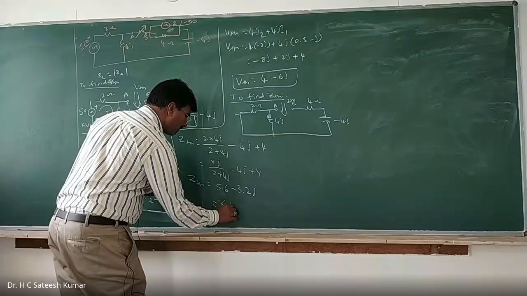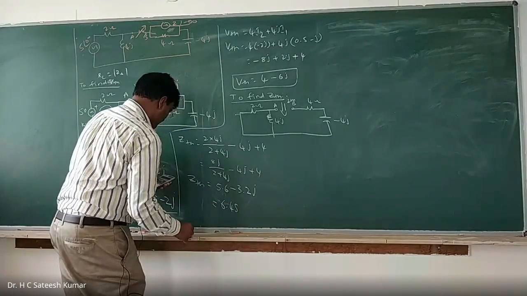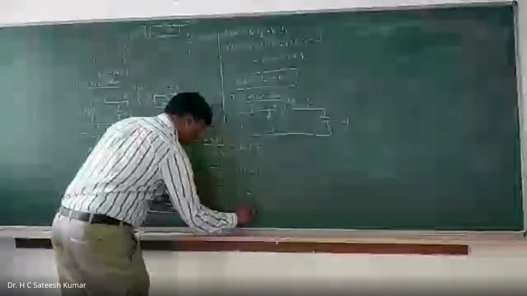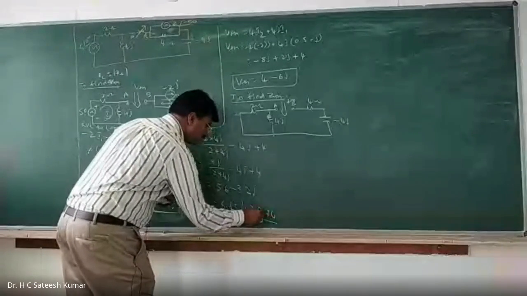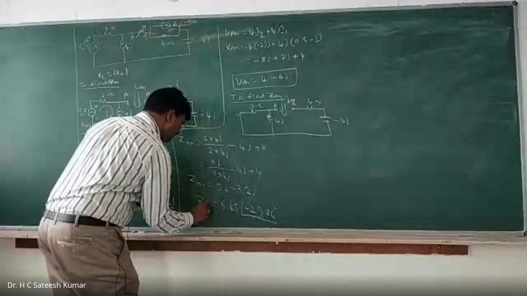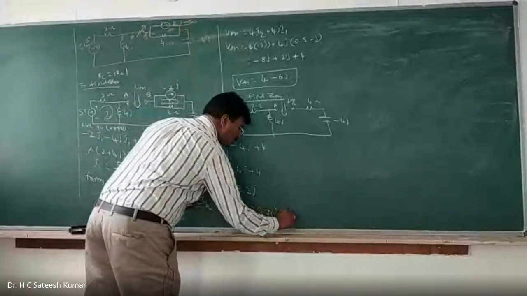6.45 at an angle of minus 29.74 degrees. That is your ZTH. It may be useful later. It is equal to Z source. Okay, right.